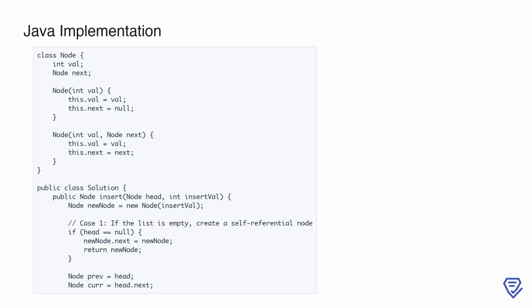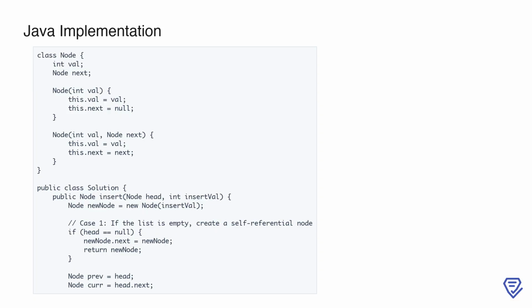Next, in the solution class, we define the insert method, which takes the head of the circular linked list and the value to be inserted as arguments. First, we create a new node with the given value. Then, we handle the special case where the list is empty. If the head is null, it means the list has no elements, so we make the new node point to itself, forming a circular reference, and return it as the new head of the list.